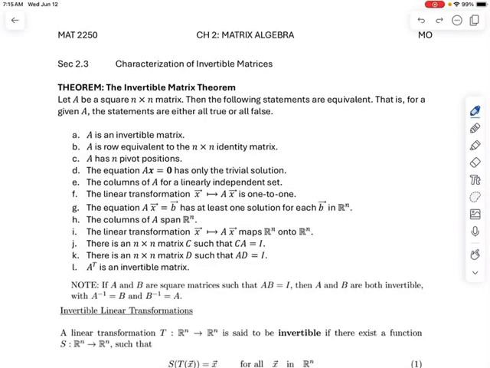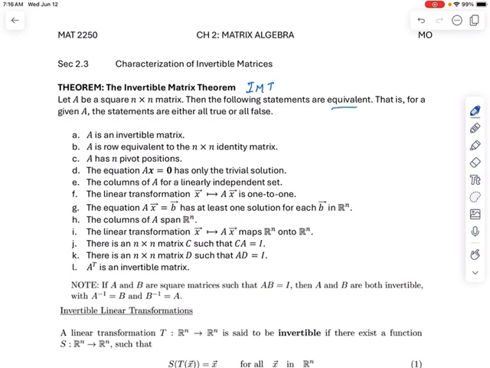Section 2.3 Characterization of Invertible Matrices. So we have a theorem called the invertible matrix theorem, and we abbreviate it as IMT, and this is an important theorem. You have to see how the things are interlinked here. It says: let A be a square matrix of size n by n, then the following statements are equivalent.